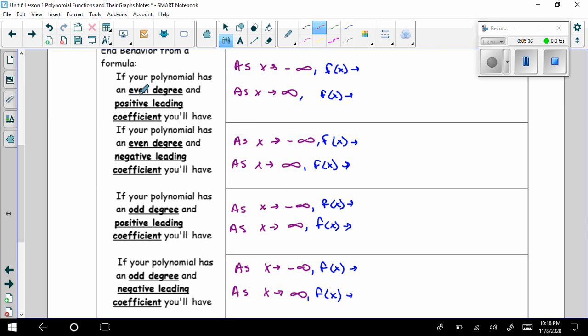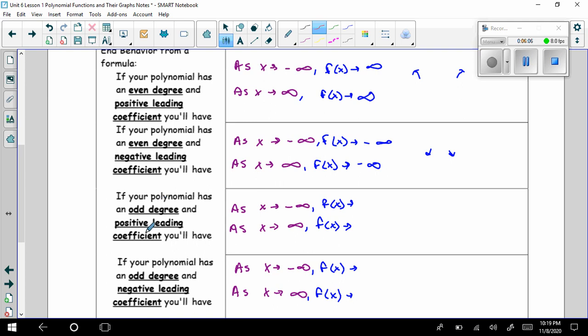If it's even and positive, we're going to be going up and up. Think about a quadratic function, x squared. So we're going positive and positive both ways. If it's even and negative, remember your transformations. This will flip over your x-axis. So it's going down and down. Think of a negative quadratic. So it's going to negative infinity and negative infinity.